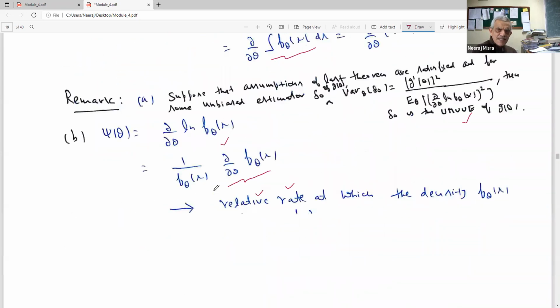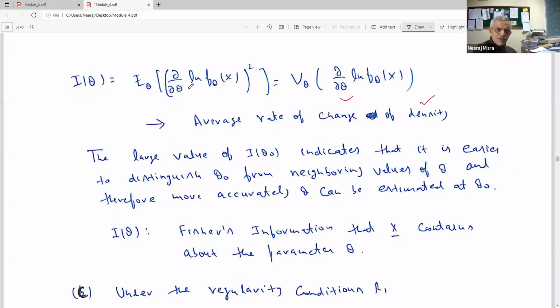Now this I(θ), which is the expected value of (∂/∂θ log f_θ(x)) whole square, which is the same as the variance of ∂/∂θ of log f_θ(x), is called the Fisher information that X contains about the parameter θ. And it varies as θ varies on the parameter space.